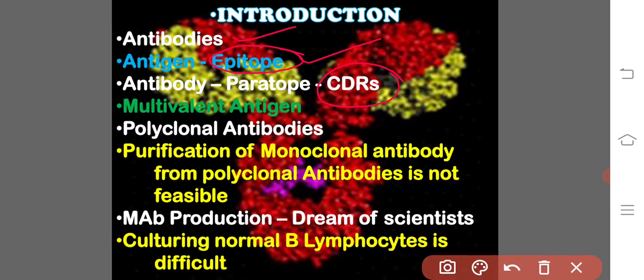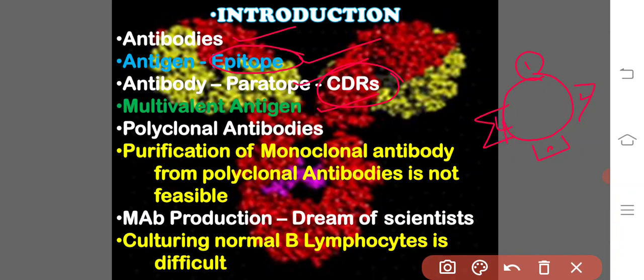That is, the epitope of the antigen has a complementary determining region in the antibody, that is nothing but the paratope. In response to a multivalent antigen, meaning an antigen with different epitopes, let us assume epitope number 1, epitope number 2, epitope number 3 and epitope number 4, like this. This is the multivalent antigen.